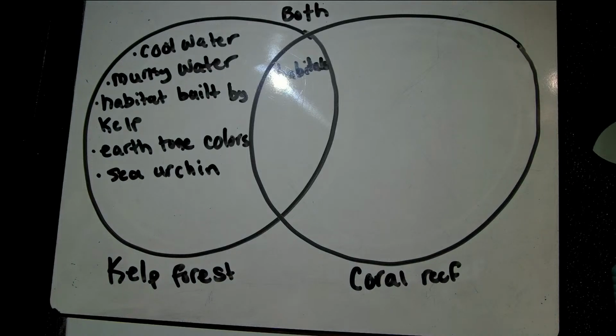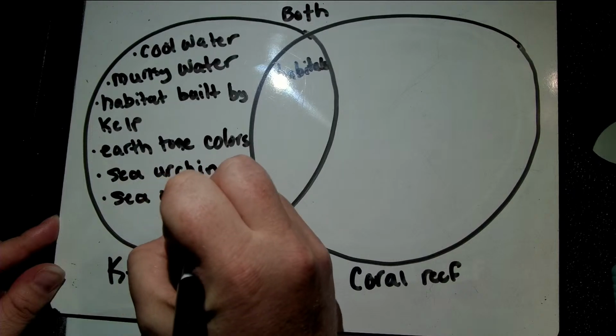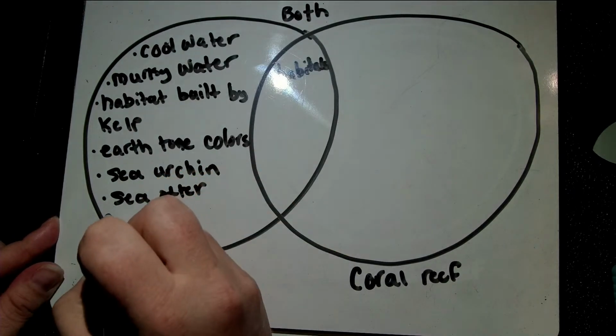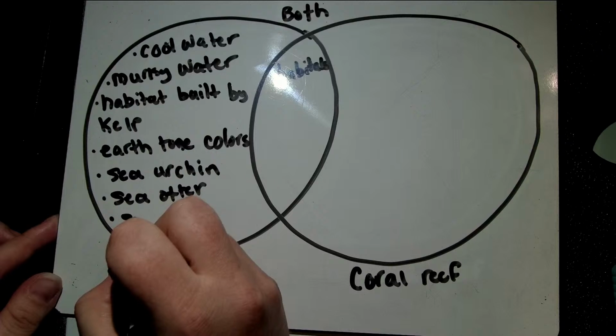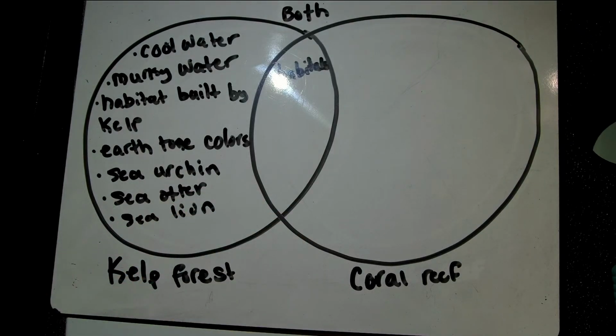We saw sea otters. We saw sea lions. And yeah. All right, so those are some of the animals that we saw in the kelp forest, and we saw their different adaptations. We saw how they actually live in the kelp forest. We made predictions about what they eat.